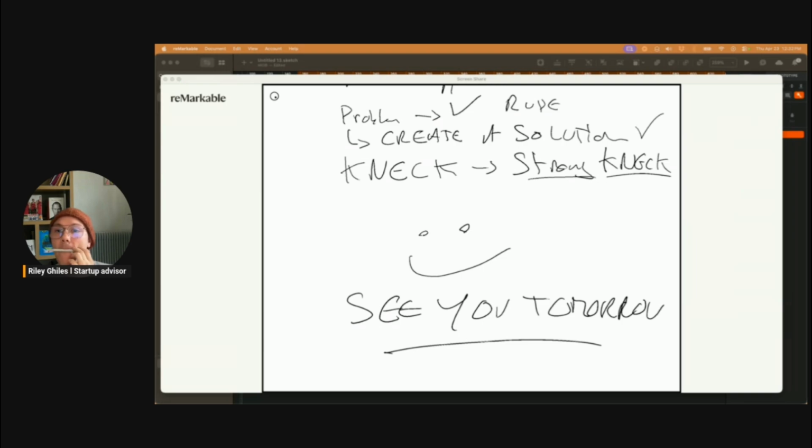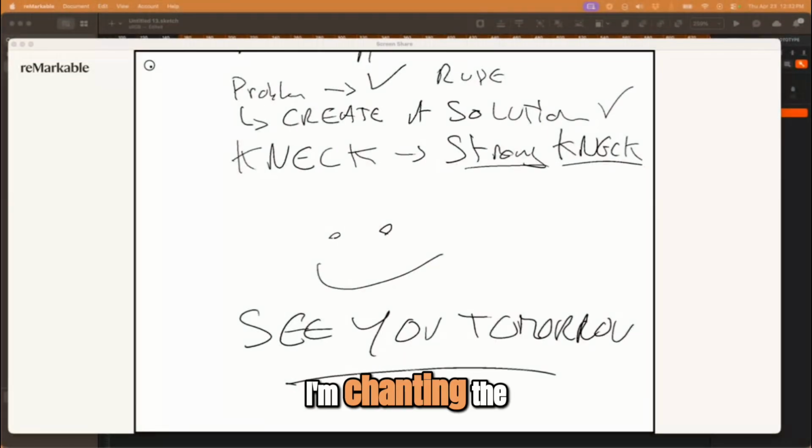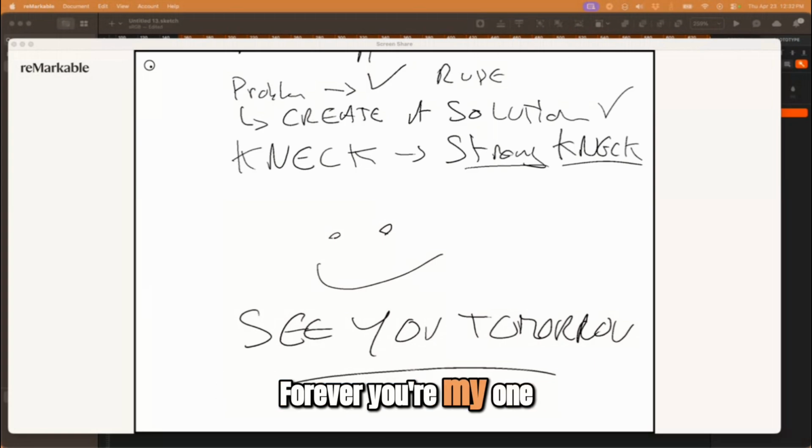Leading every step I take higher. When I'm weak, you light my fire. I'm chanting the amazing advisor, speaking to my soul's provider. Forever you're my one desire. When the night's closing in, you remind me. When I'm lost in the maze, need a word for these days.